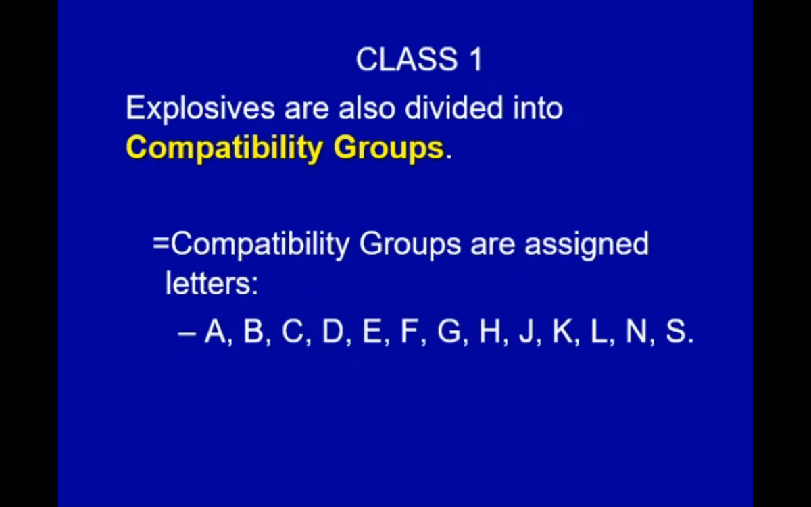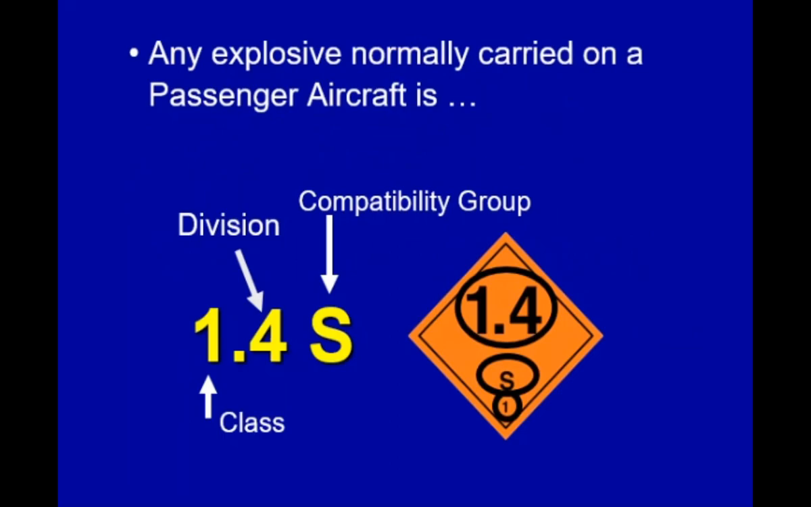So, class 1, which are explosives, have 6 divisions, and they are also divided into compatibility groups, and these compatibility groups are assigned letters beginning from alphabet A, B, C, all the way to S. Just as an example for compatibility groups, when you look at what is written in deep yellow and the label beside it, you see clearly Division 1.4.